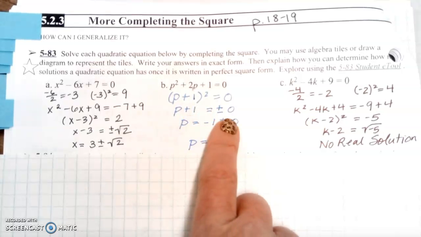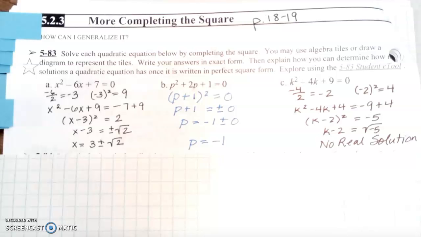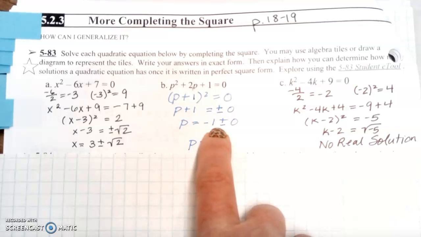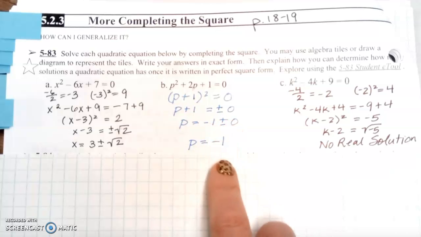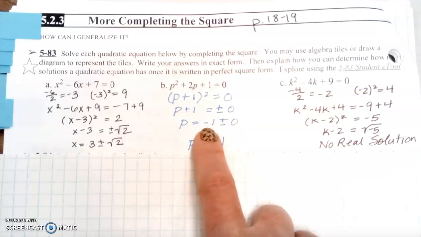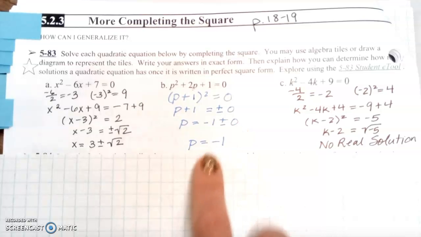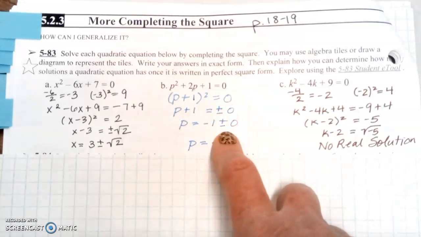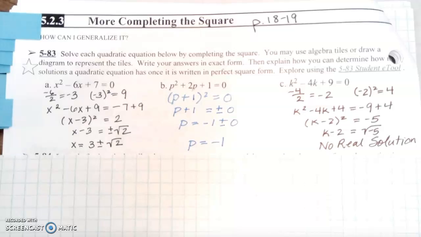You have p plus 1 equals plus or minus 0. And when you add or subtract 0, you get the same number. So the inverse operation of adding 1 is subtracting 1. So negative 1 plus 0 is negative 1. And negative 1 minus 0 is also negative 1. So this type of problem only has one answer. It happens to be the same answer twice. Okay? So that one has one solution. That happens when you're set equal to 0. That's what causes that to happen, okay?